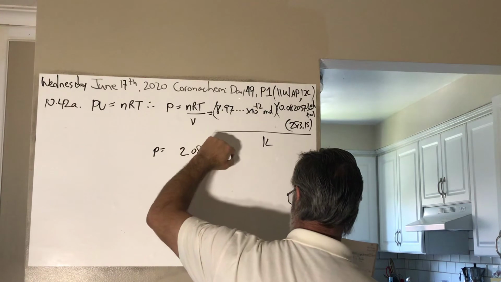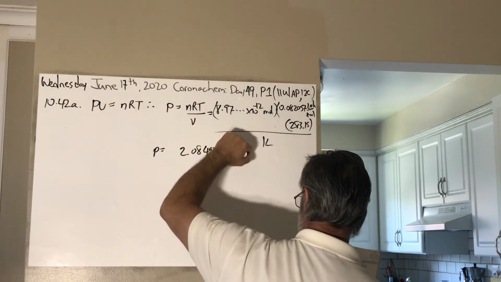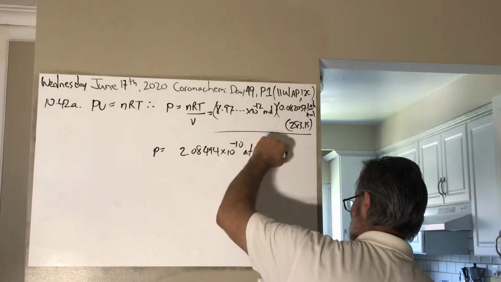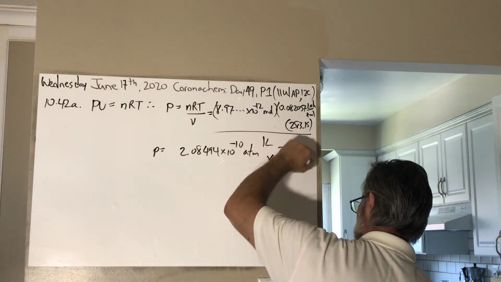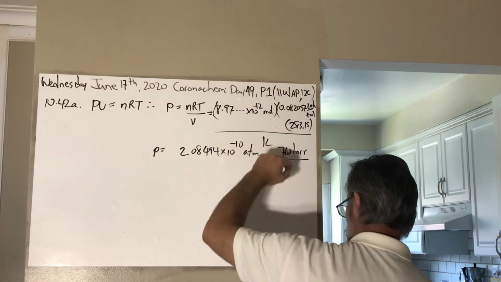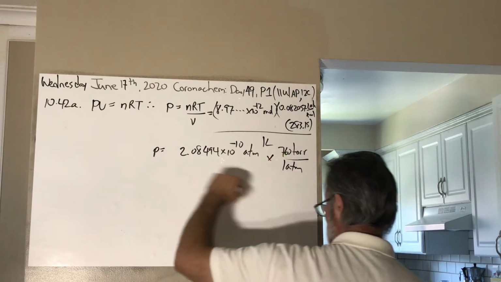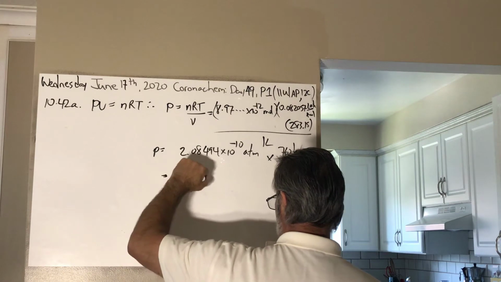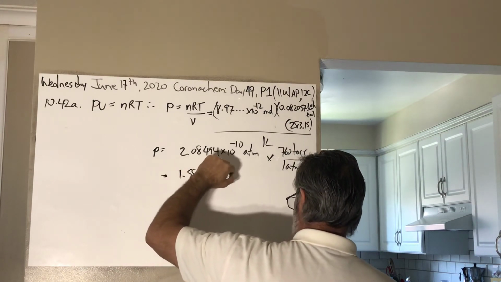So the pressure exerted by the mercury is 2.08494 times 10 to the power of negative 10 atmospheres. Multiply that by 760 torr, not that it really helps because you're still too many orders of magnitude below anything you could really imagine. You get, after sig figs, 1.58 times 10 to the negative 7 torr.